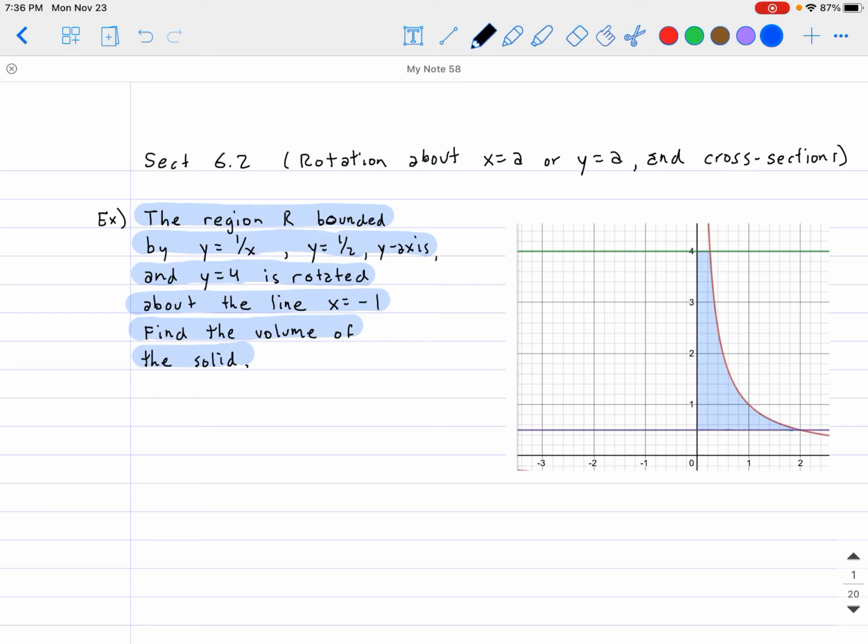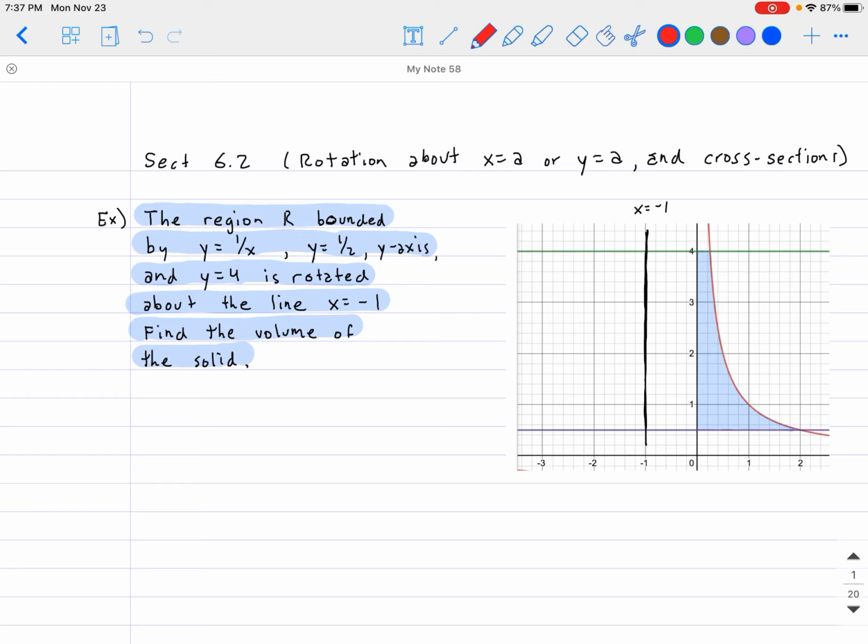In this case, the vertical line that I'm referring to is x equals -1, which is located right there. Hopefully you can see that. So that's going to be my axis of rotation, x equals -1. Now, let me just draw what it looks like so that you can have a better perspective.